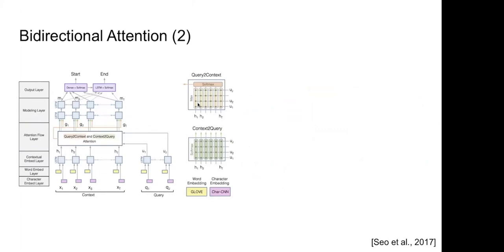Here's the difference between computing attention dynamically as opposed to statically. In the previous work, match LSTM, when you're computing attention from context to question, you're computing h_t equal to an RNN, in this case an LSTM, and you are appending x_t with the summarization of the question at that time step t.